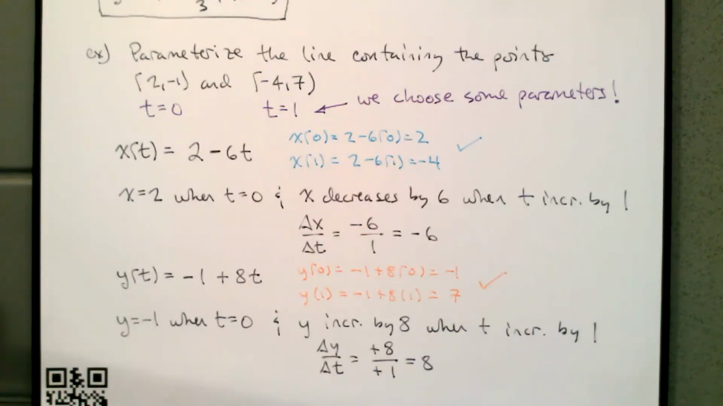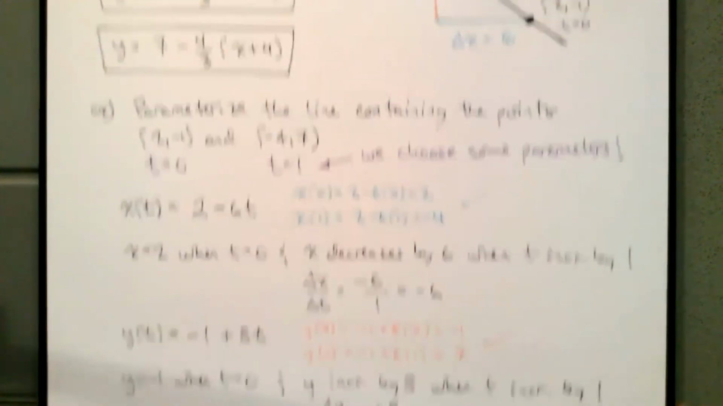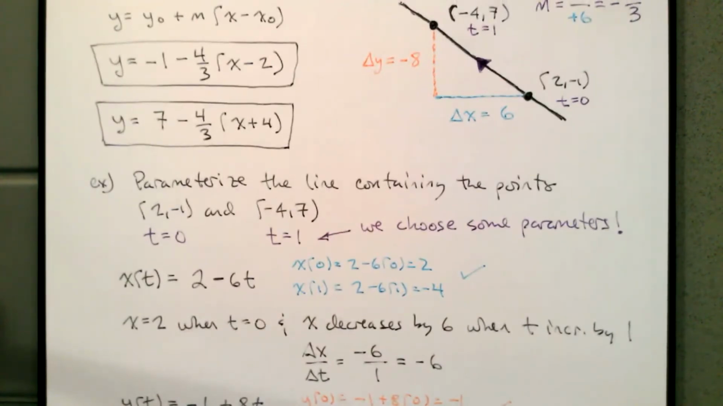So it's important to realize that one of the things that makes this more difficult, besides the fact that it's new and we've been doing y equals mx plus b since elementary algebra, is that we get to choose the parameters. I happen to choose t equals 0 for 2, -1, and t equals 1 for -4, 7. It didn't have to be that way. If I want my line to go from right to left, then I might want to switch those. Maybe I want t equals 0 to be at -4, 7, and t equals 1 to be at 2, -1.